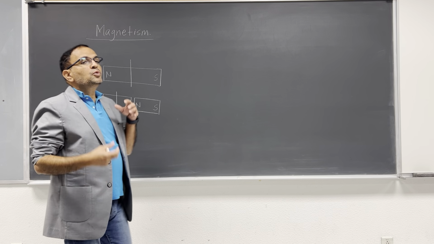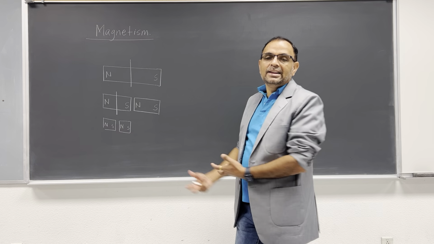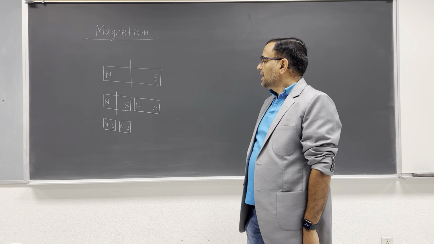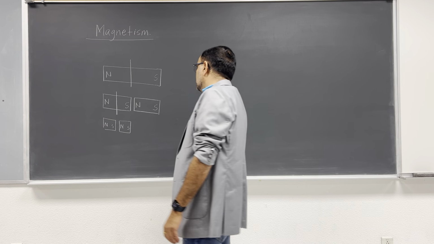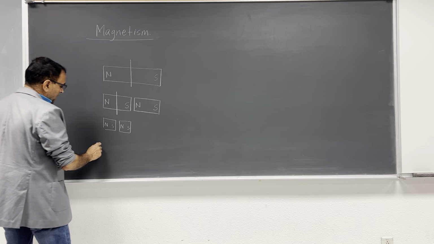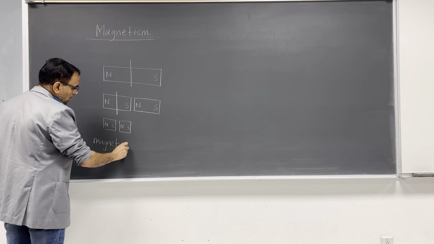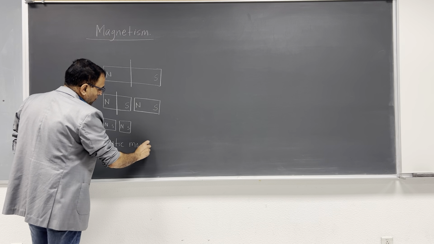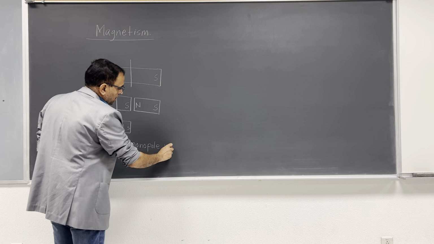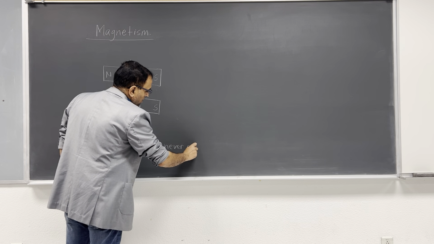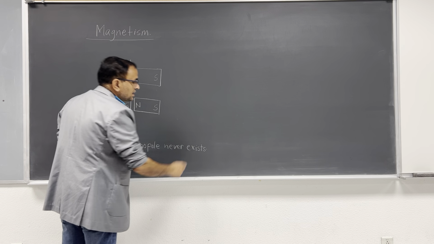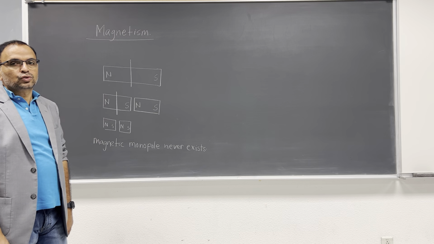Okay, so if you break it and make it really tiny, you still have a north pole and a south pole. That means a magnetic monopole never exists. If there is a north pole, there must be a south pole.